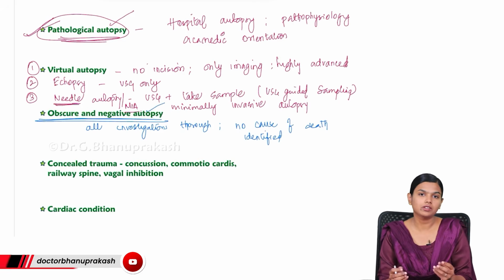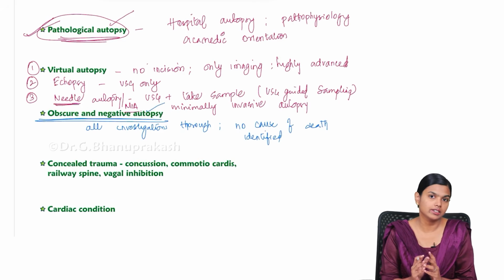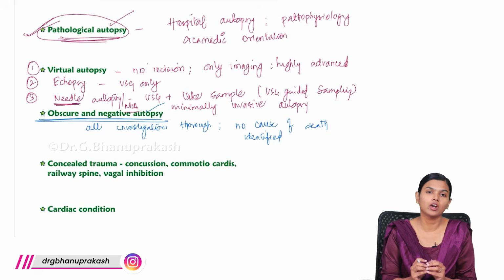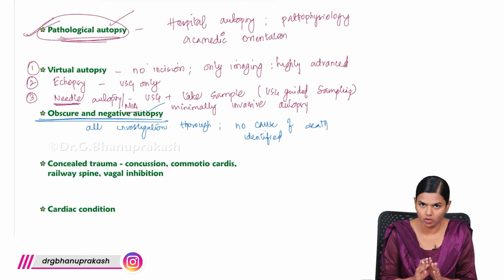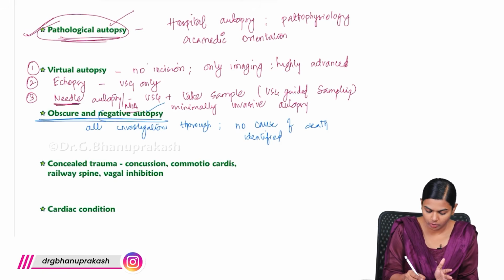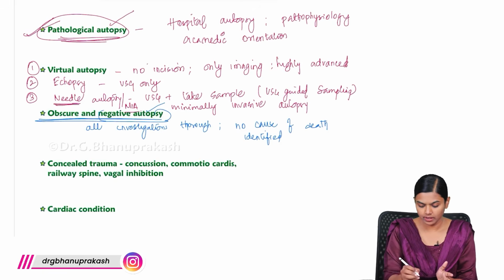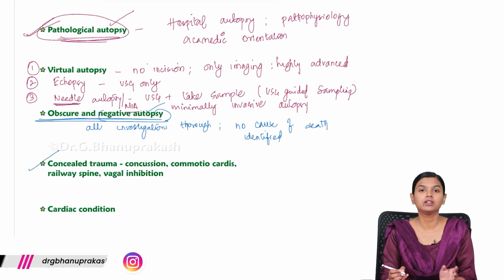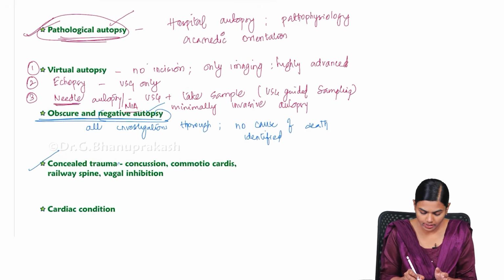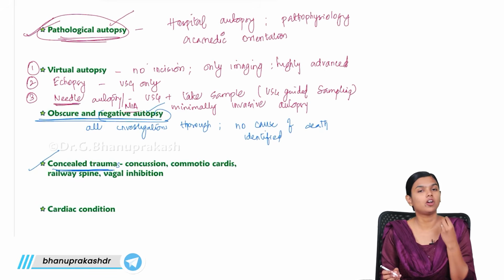This kind of autopsy, we label as negative autopsy. This mainly means the cause of death is concealed, obscured by some sort of condition, so we are not able to identify the exact cause of death. This is commonly seen with certain conditions, for example concealed traumas, like concussion, which is very common nowadays.